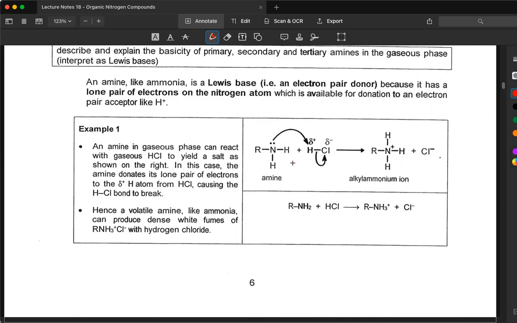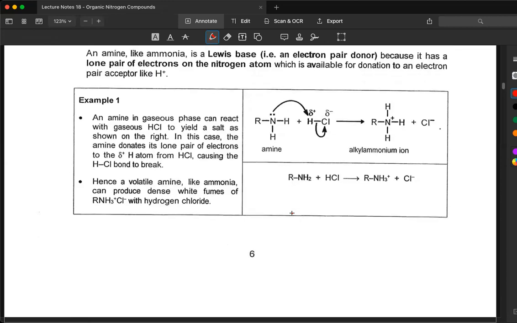So a volatile amine such as ammonia can produce dense white fumes of NH4+ Cl- with hydrogen chloride. All right. So this is a dense white fumes. What will be observed?